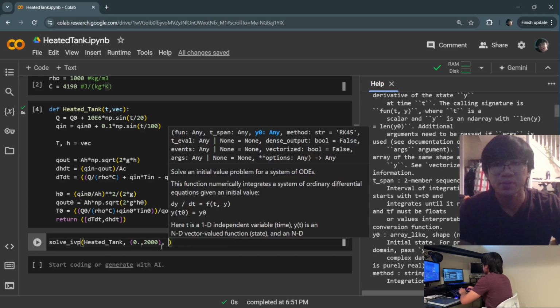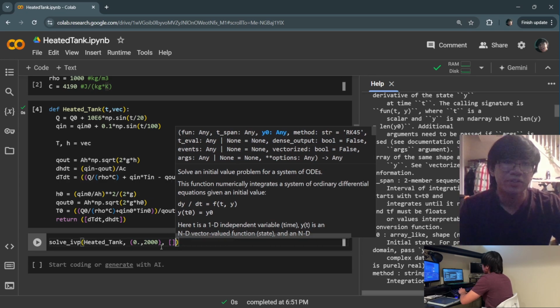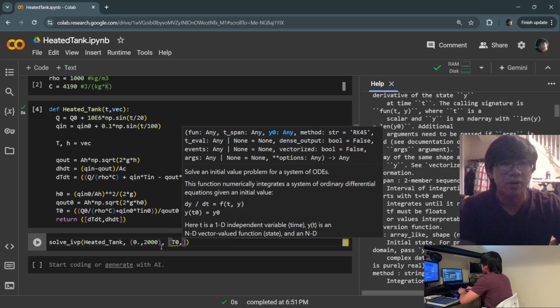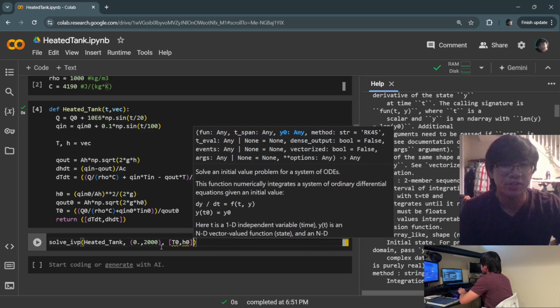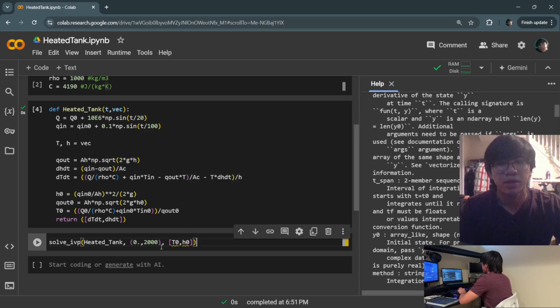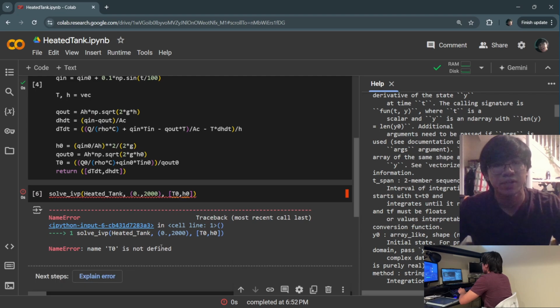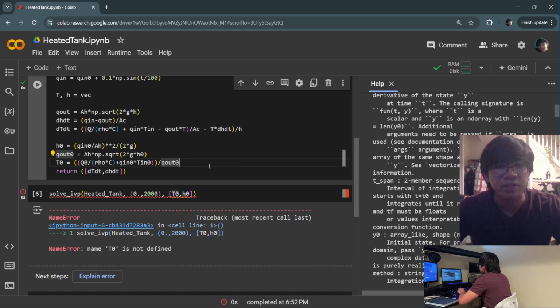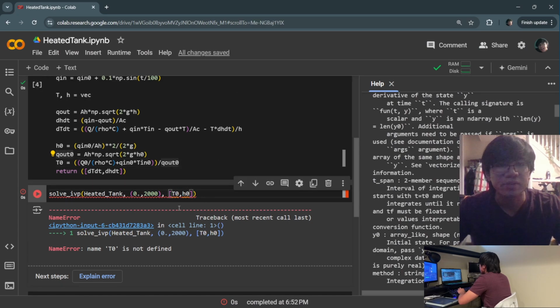And so that's time span, and then y0, so our initial values, unpack our vector of temperature, since our function, yep, that's why order matters. So temperature first, so initial temperature, and our initial height, as we define in our function. So go ahead and shift enter, hopefully it doesn't yell. Oh, so I did not define t initial, interesting. I wonder if I'm missing something.